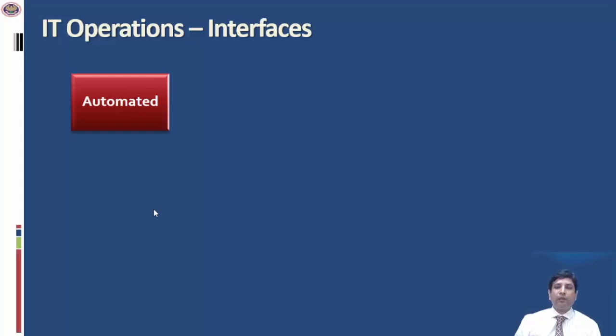So there are different types of interfaces. One is the automated interface. In this type of interface, there is no manual intervention, assuming the two systems are able to talk to each other seamlessly without human intervention. That is the example of an automated interface. Another example could be a manual interface. In this case, data is manually downloaded from one system and uploaded into another system.